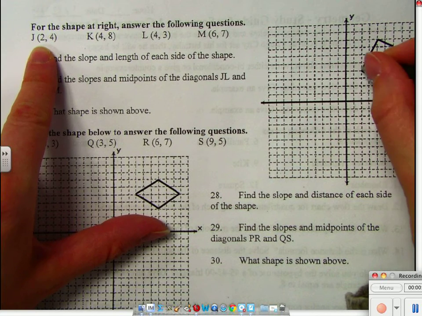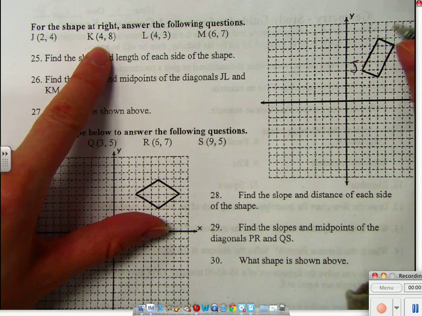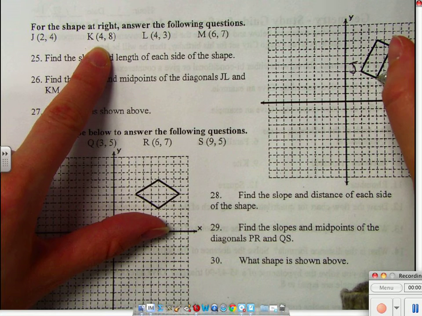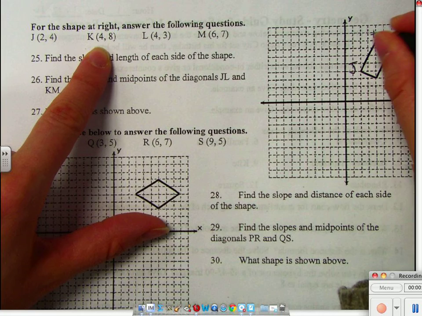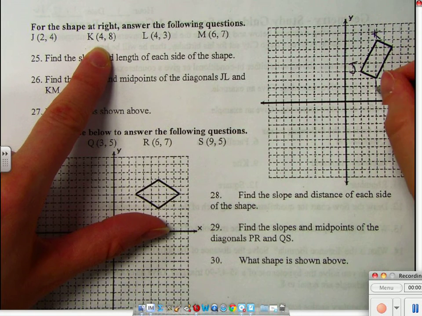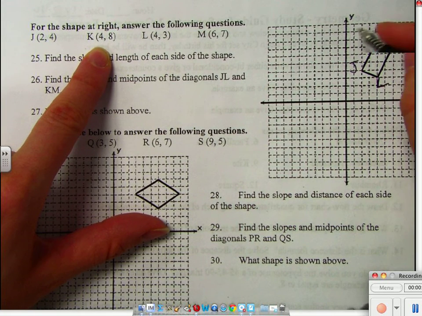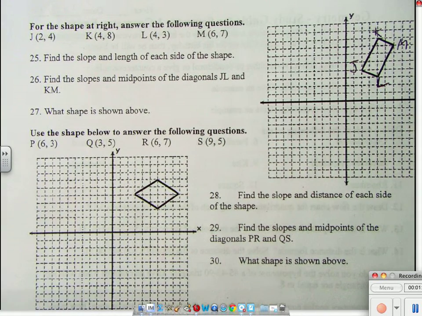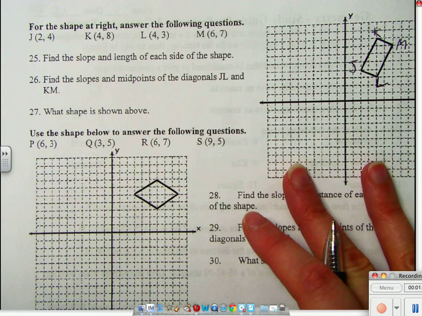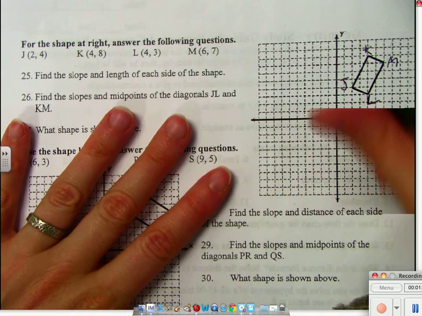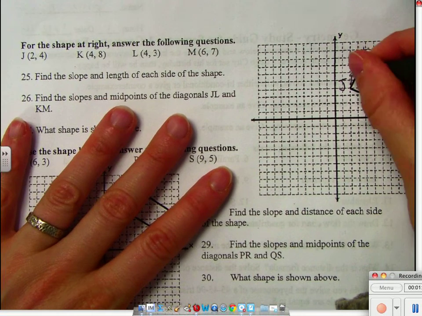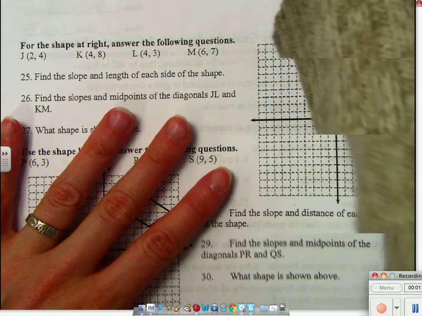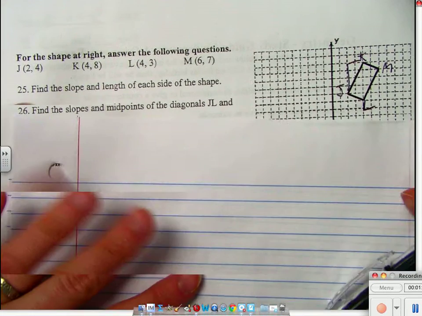J is over 2 up 4. K is over 4 up 8. L is over 4 up 3. And M is over 6 up 7. Okay? I personally like the way to find the slope and the sides to just say J to K, and I'm going to put this on a separate sheet of paper right under it.